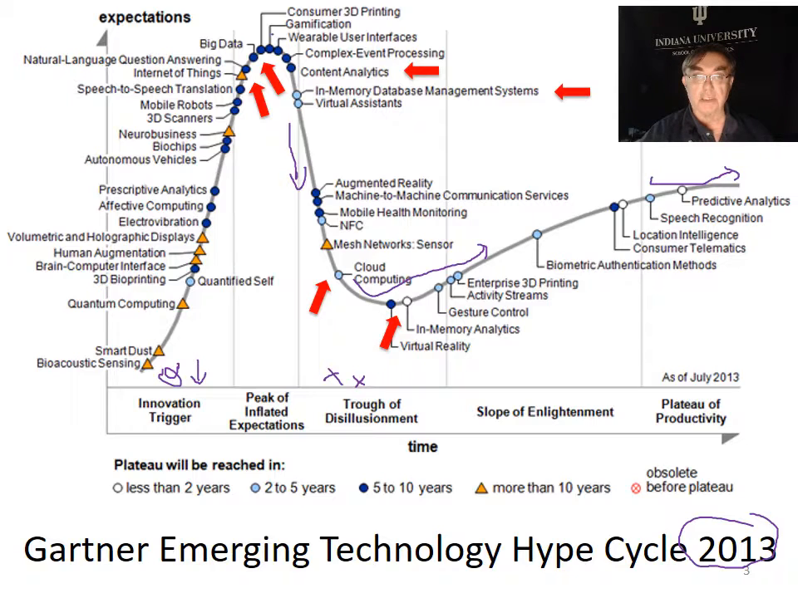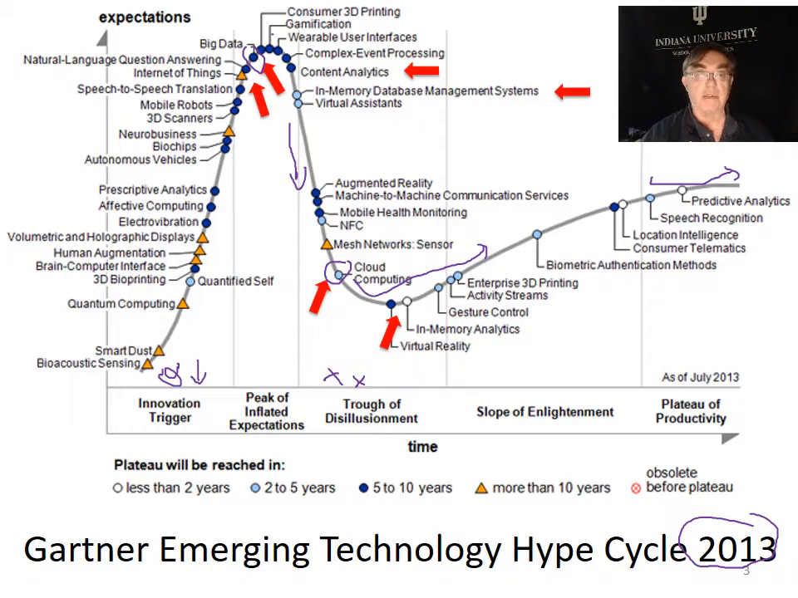The technologies we're talking about today, which is big data, in my opinion, will not get stuck in the trough. Cloud computing will not get stuck in the trough. And they will all make it into the plateau of productivity. They are just too important.